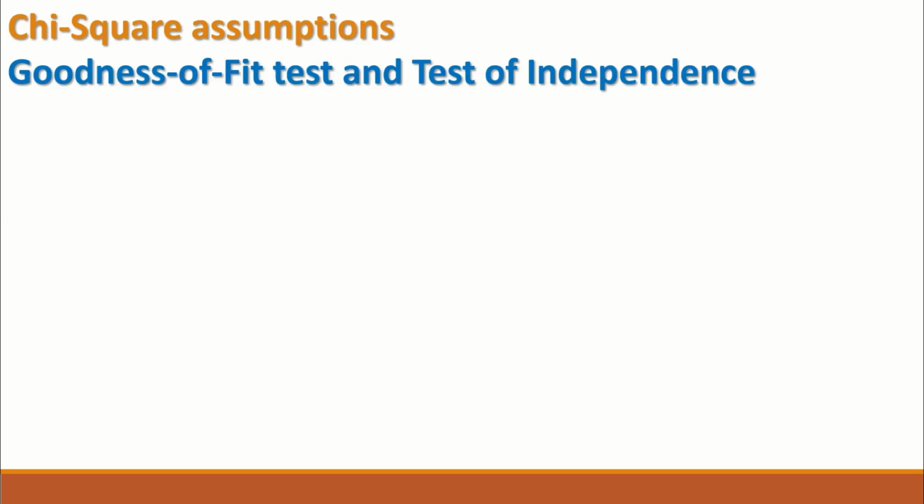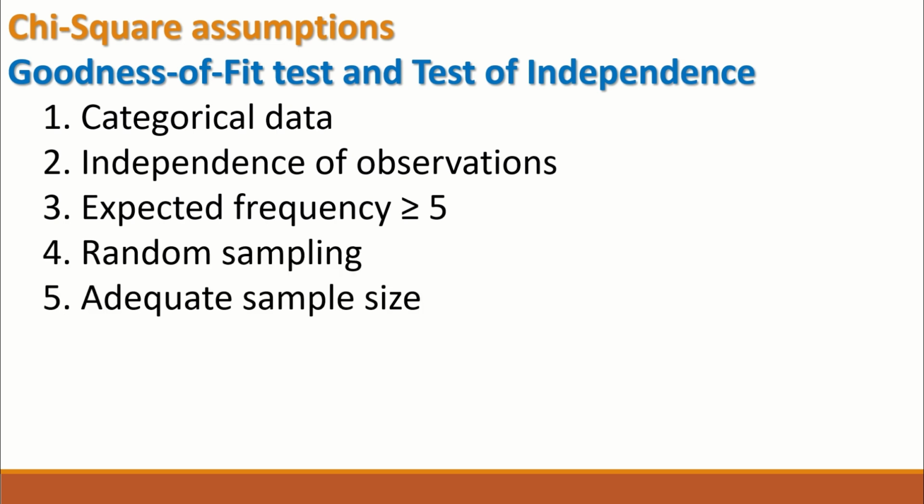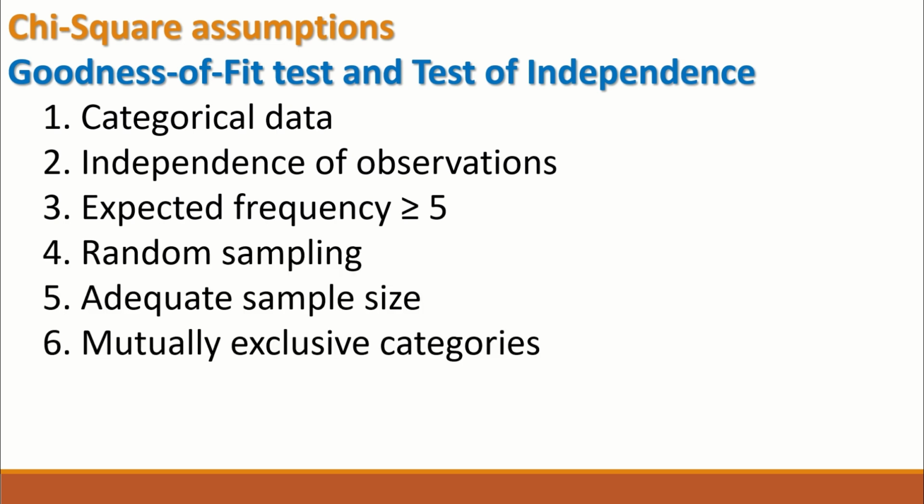So, the chi-square assumptions, the assumptions that have to be fulfilled for chi-square, whether goodness of fit test or test of independence, are: the data has to be categorical, independence of observations, expected frequency equal to or greater than 5, random sampling, adequate sample size, and mutually exclusive categories.